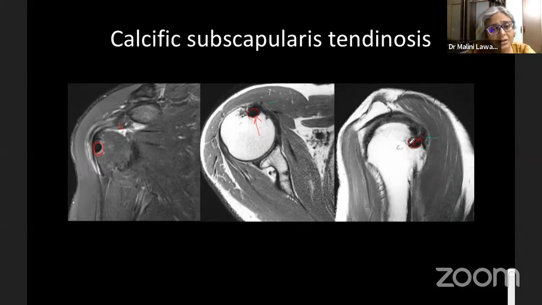Now calcification, though it's most common around supraspinatus, can occur at subscapularis, infraspinatus, glenoid labrum, superior labrum attachment, capsule attachment, biceps tendon attachment, pectoralis major attachment, as well as coracoclavicular ligament attachment. So at any ligament or tendon attachment, you can see this calcification presenting as severe pain, calcific periarthritis. We have published an article in Clinical Radiology where we have discussed all these atypical locations of calcification around the shoulder.